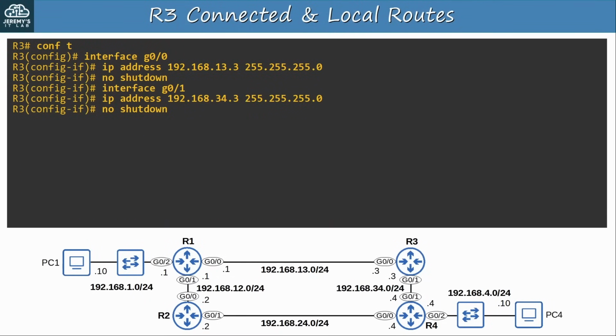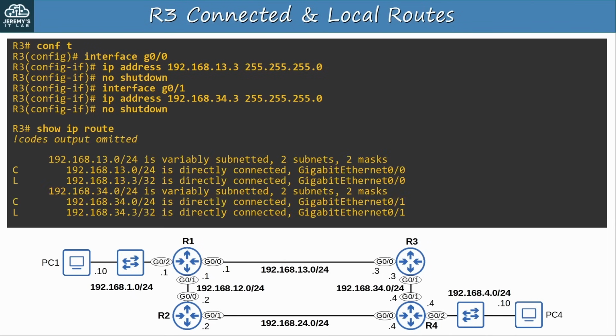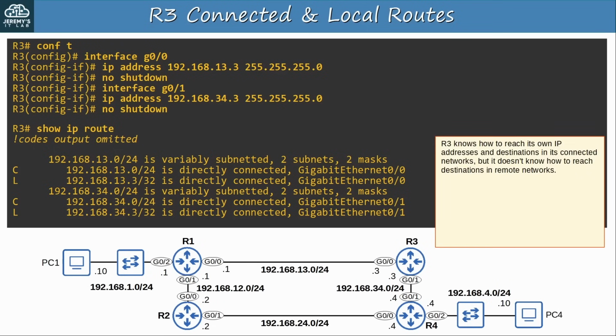And here's R3's configurations. 192.168.13.3/24 on its G0/0 interface, and 34.3/24 on G0/1. So which routes will it have in its routing table? As you should know by now, it has 2 connected and 2 local routes. So like on R2, R3 knows how to reach its own IP addresses, those are the local routes, and destinations in its connected networks, those are the connected routes. But it doesn't know how to reach destinations in remote networks.